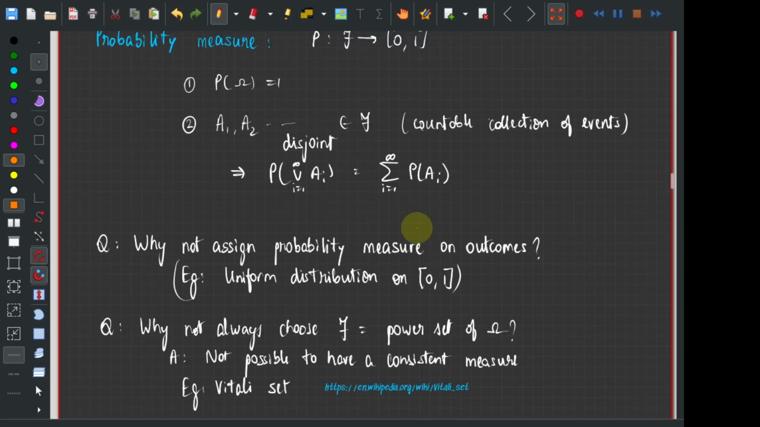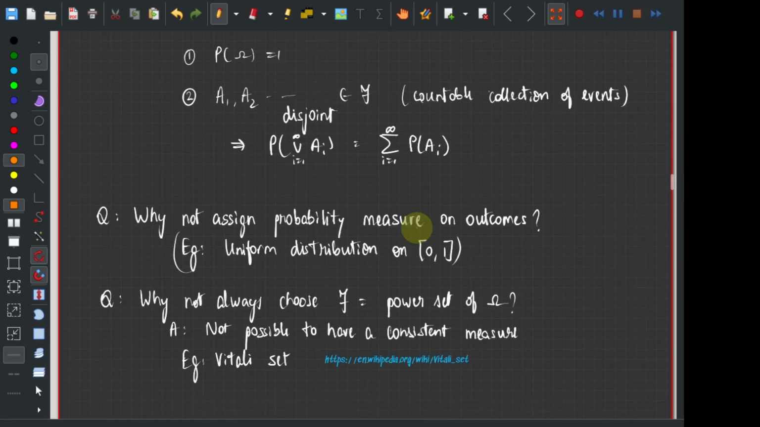Okay, fine. So in the last class, we also saw why we assign probability measures to events and not outcomes, because in many cases, particularly when the sample space is uncountably infinite, it is not possible to assign a meaningful probability measure to outcomes.